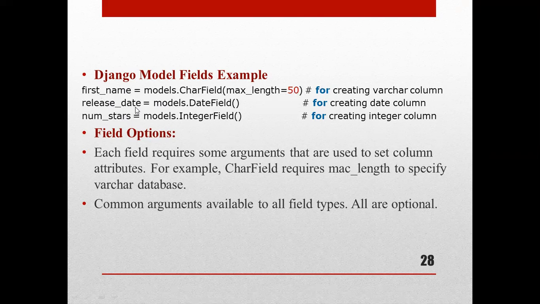Here release_date equals models.DateField for a date field. Then number_stars equals models.IntegerField. It is an integer field here. So field options. What is a field option here?